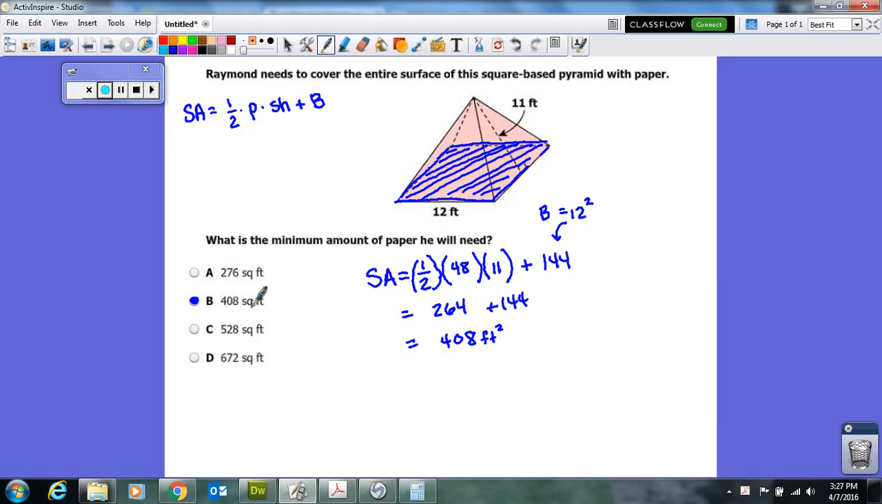Where would be some potential pitfalls if I were a student taking this test and trying to answer this question? Well, first of all, maybe not recognizing that P, perimeter, is the entire distance around the base of this thing, not just one of the sides. If I just used one side length instead of all the way around, then I'd have a 12 in this spot instead of a 48. That would cause a problem.